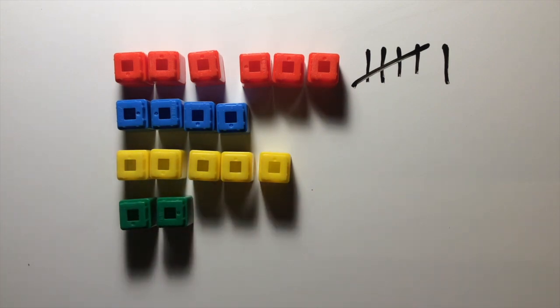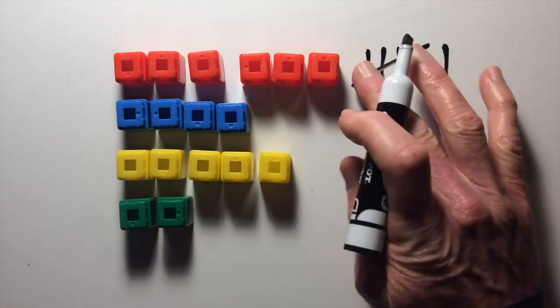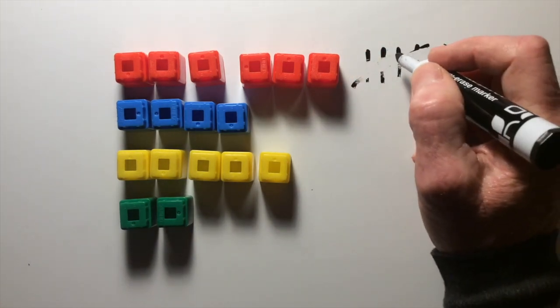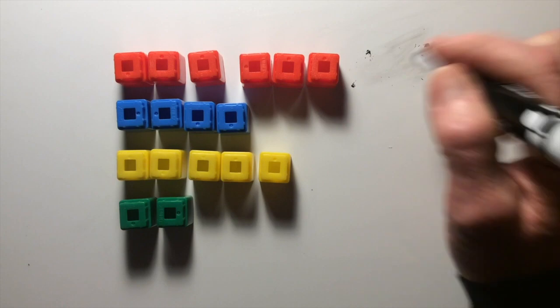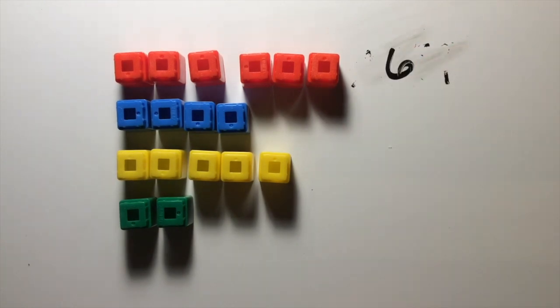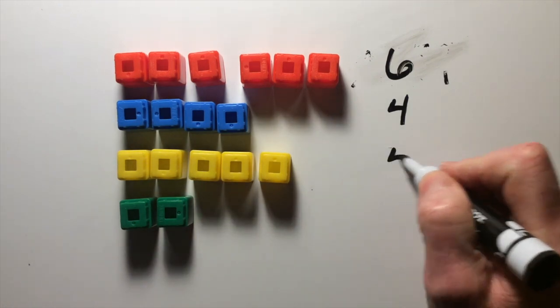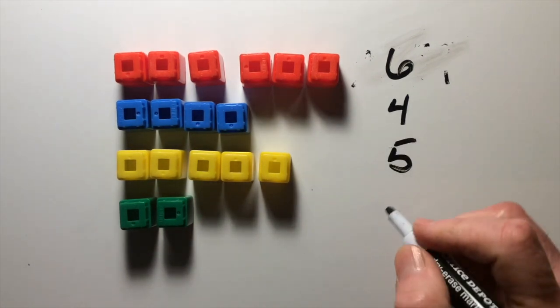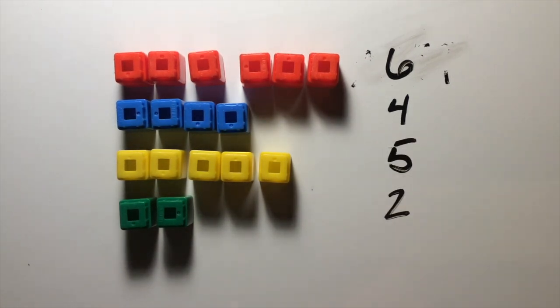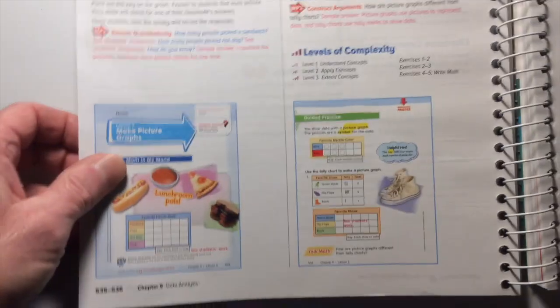So instead of using just the tally marks, this time I would actually write down the number of the marks that are here. So there's 6 for my total, 4 blue blocks, 5 yellow blocks, and 2 green blocks. And then I could use, like I say, the tally chart to record my data. I can use a picture graph to record the data. Anything that's going to help me remember the objects that I've counted.